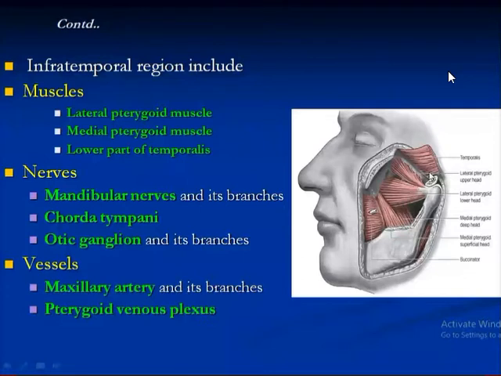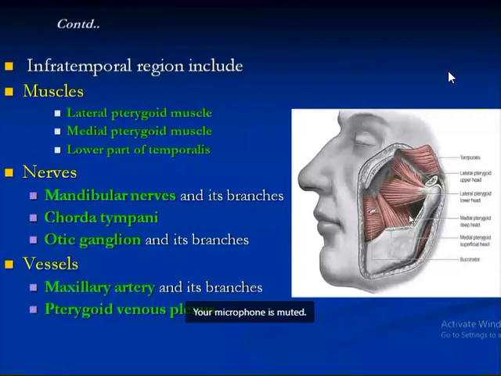But the masseter is present outside the ramus of the mandible, on the outer surface of the ramus. So this masseter is not a content of the infratemporal region, because the lateral boundary of the infratemporal region is formed by the ramus of the mandible. Now talking about the nerves, we have the mandibular nerve, chorda tympani, otic ganglion, and vessels: the maxillary artery and pterygoid venous plexus.